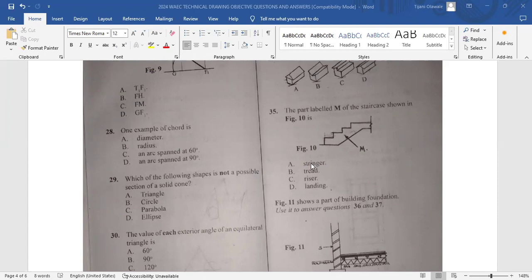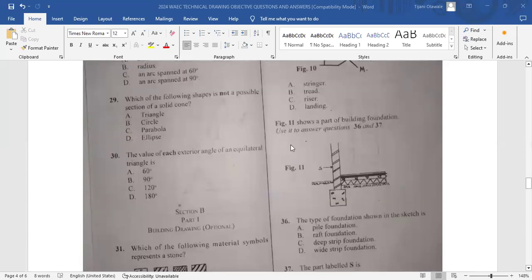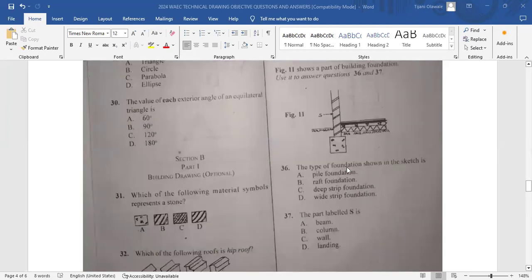Then question 36 to 37. We have to use this diagram to answer that. We are told that figure 11 shows a part of a building foundation, which we use to answer questions 36 to 37. Question 36 says that the type of foundation shown in the sketch is a deep strip foundation. That is option C. Then question 37 says that the part labeled is a wall. Option C is the answer to that question.